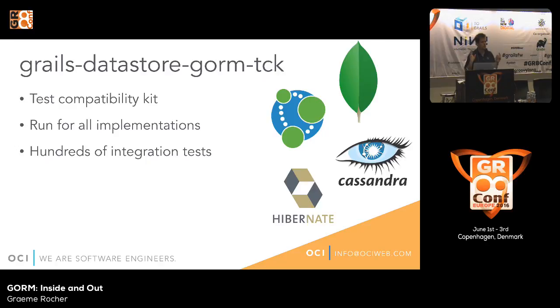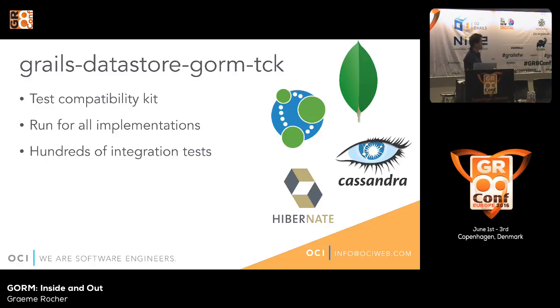And this is the test compatibility kit. It's about 350, maybe 400 integration tests that run across all Gorm implementations. So you can add a test, and when our test suite is run, it'll be tested against Cassandra, MongoDB, Hibernate, Neo4j, so that you can know for certain that if you're making a contribution to Gorm, that contribution is going to work across all the different implementations.